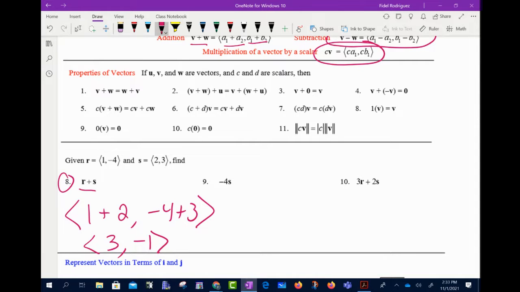All right, let's do number 9. Number 9 says we want to find negative 4s. So we're just going to take negative 4 times each of the components that we have here. So negative 4s, anybody know what it's going to be? There you go. You got it.